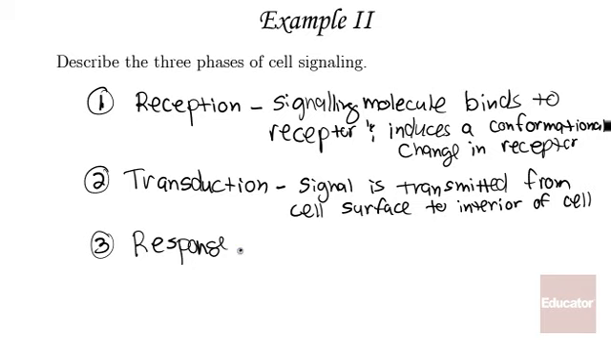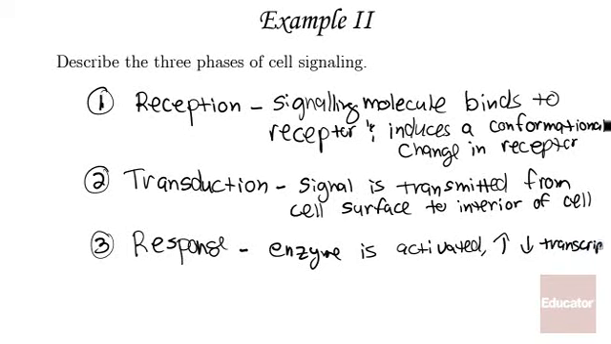The third phase is the response phase. The message is finally received by its final recipient. So a response could be that an enzyme is activated, an increase or decrease of transcription. It could be growth or death of the cell. It could be release of a substance. So the response phase is the cell reacting to that binding of a signal molecule. The signal has been received. The cell reacts accordingly.